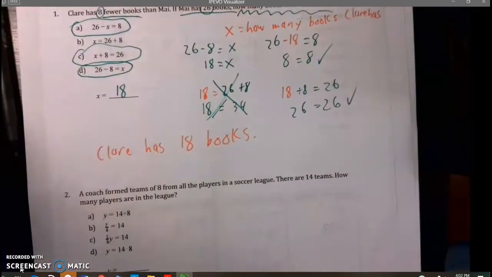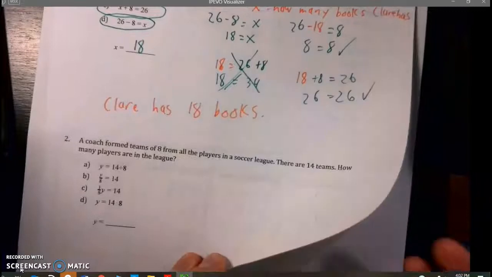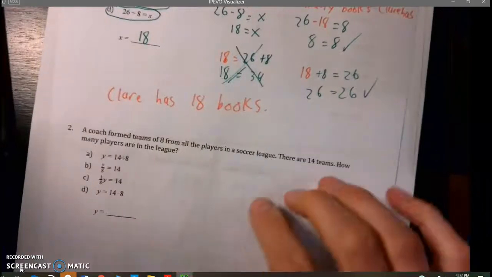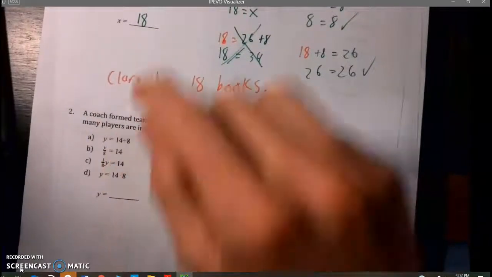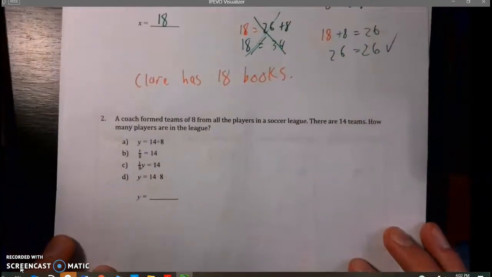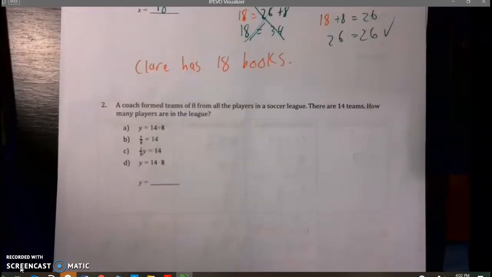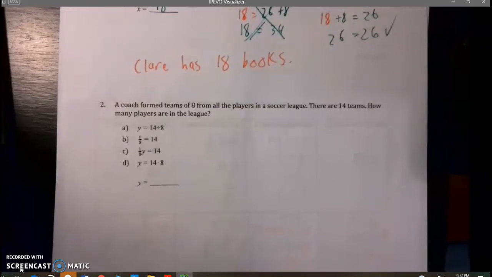Okay. So, if you want, at this point, you could pause this video, and you could go through and try and solve 2, 3, and 4 on your own, or we could just go through it together now. So, up to you. So, a coach formed teams of 8 from all the players in a soccer league. There are 14 teams. How many players are in the league?